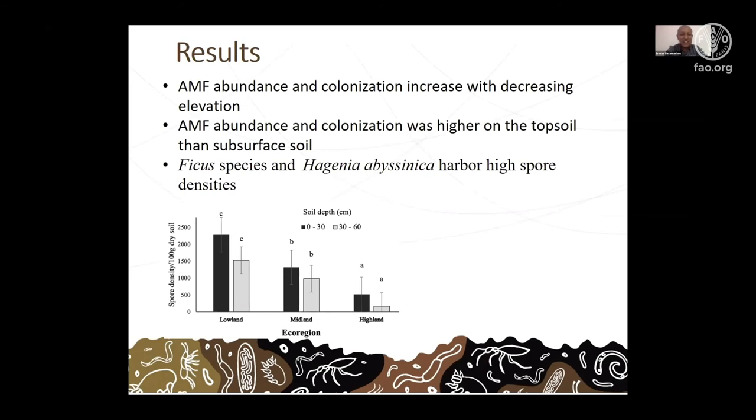So the key result we found is that the mycorrhiza density is decreasing with decreasing elevation. One of the justifications we have is that in the highlands, you find a lot of degradation, a lot of soil erosion. Also the temperature could be very low, very cold sometimes. And you don't have a well-developed deep soil and fertile soil systems in the highlands compared to the lowland area forests.